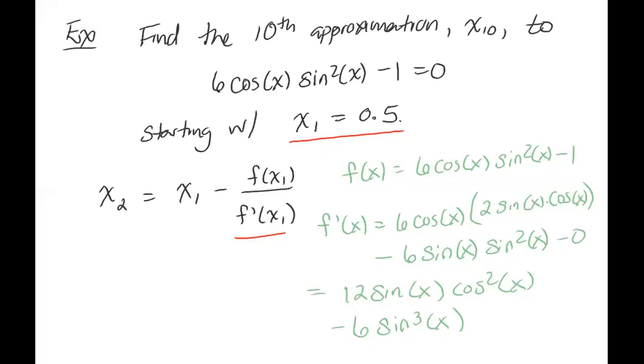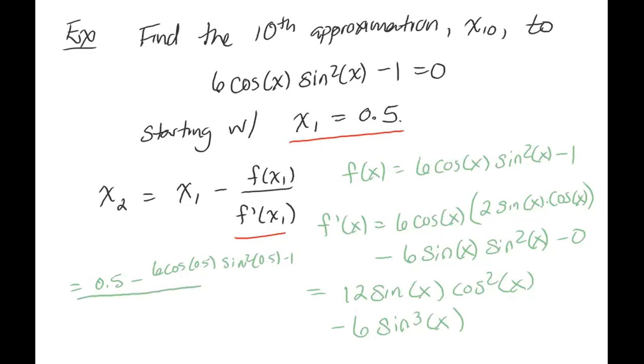Okay, so we have the derivative, slight modification. The derivative of cosine up here would be a negative sign. So this is actually minus 6 sine cubed of x, which means that if I want to find x2, then I'm going to take, let's see, x2 would be equal to x1, which is 0.5, minus f of x1, which would be 6 cosine 0.5 sine squared 0.5 minus 1.